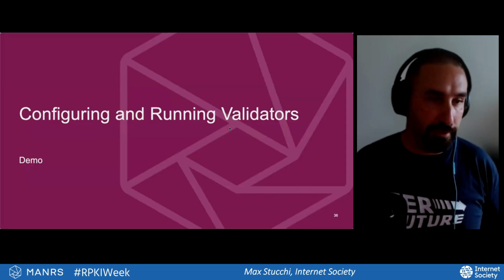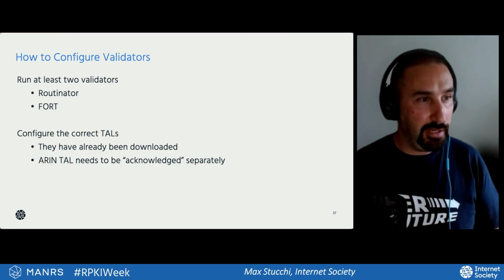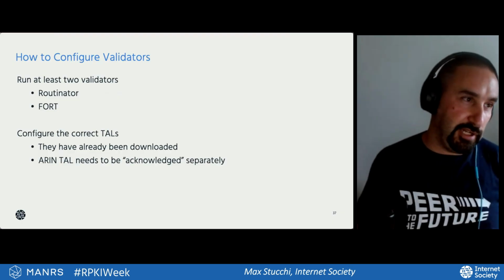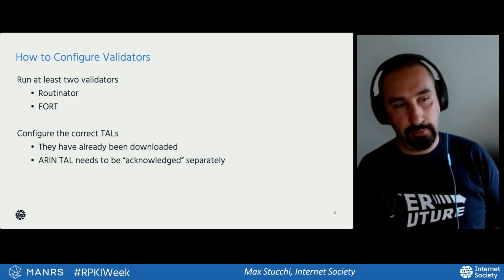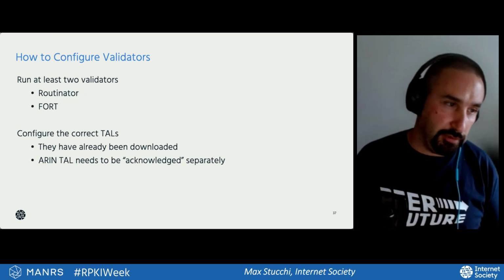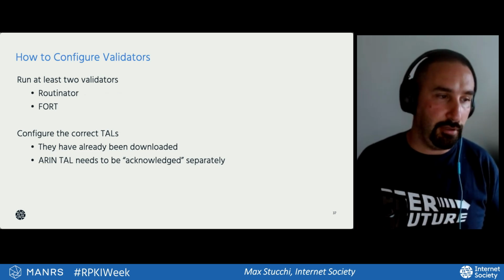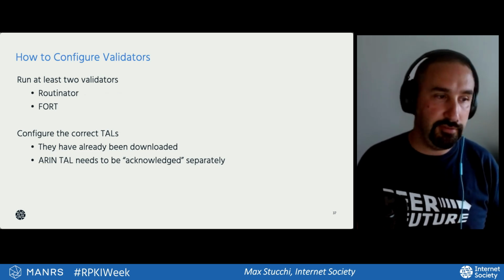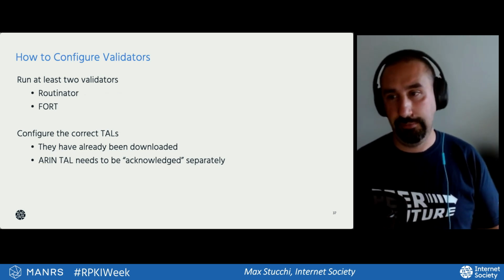So how do you configure and run a validator? That's actually very, very simple, although the suggestion is to run at least 2 validators. In this case, we have Routinator and Fort. And you have to configure the correct trust anchor locators. They've already been downloaded. The ARIN TAL, I mentioned it, needs to be acknowledged separately.